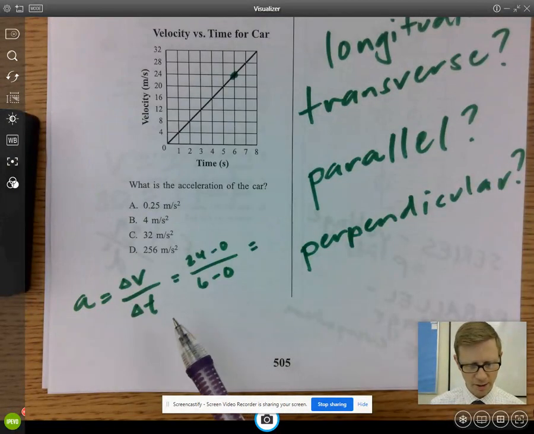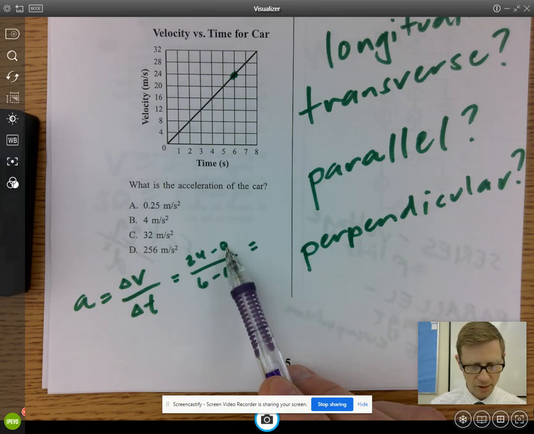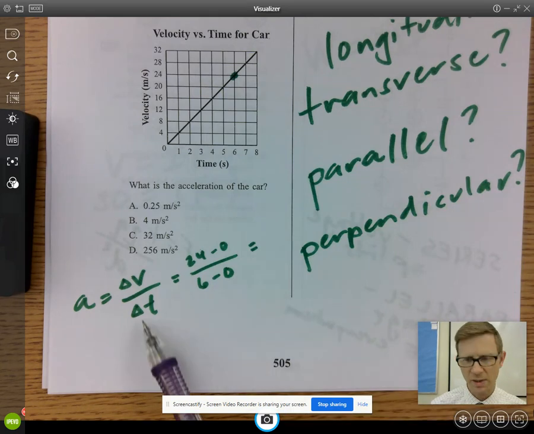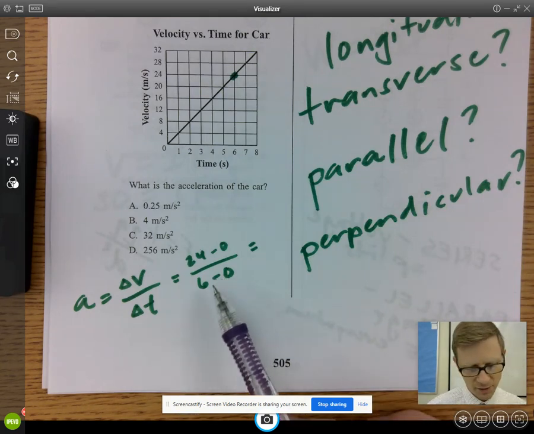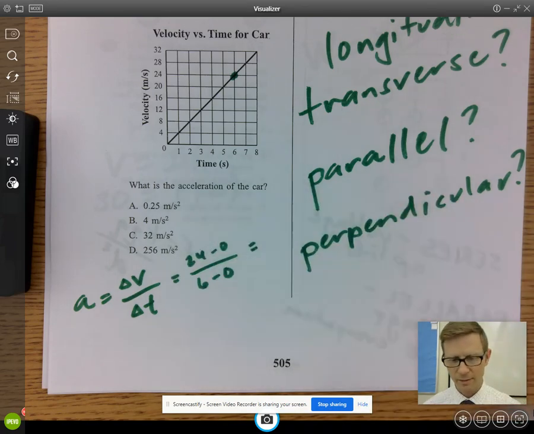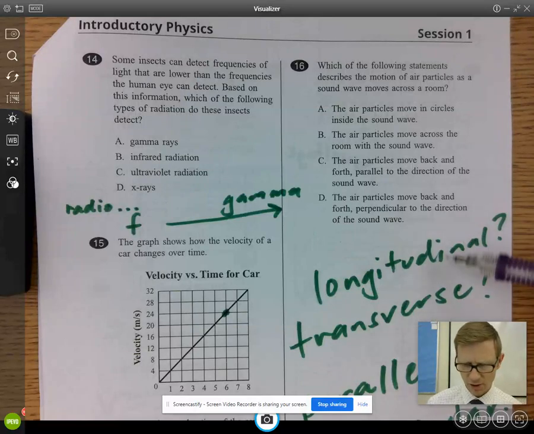Number 15, equation sheet. Change in velocity from the start, right off the graph. Change in time. The change in time just means from beginning to end. You don't have to compare to some other time. And that's 6. That gives you an obvious answer. 24 divided by 6 is one of those. It's B. Number 16. Is it longitudinal, transverse, parallel?